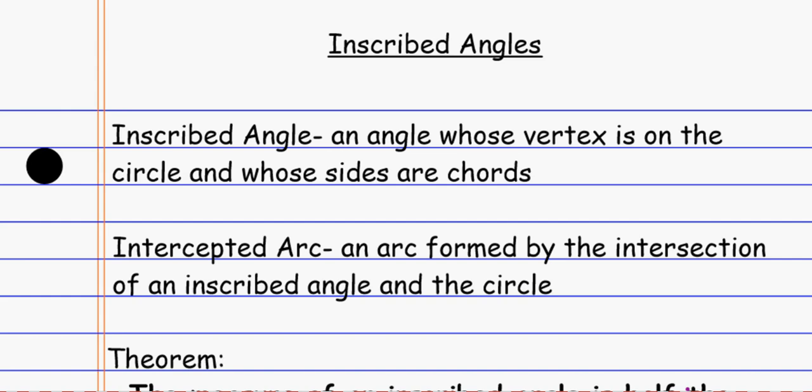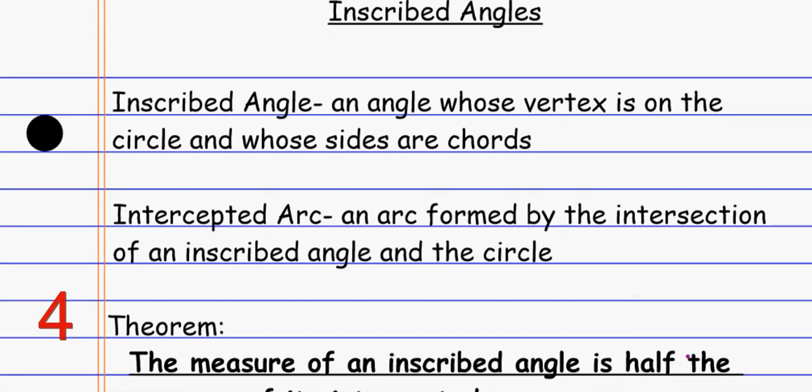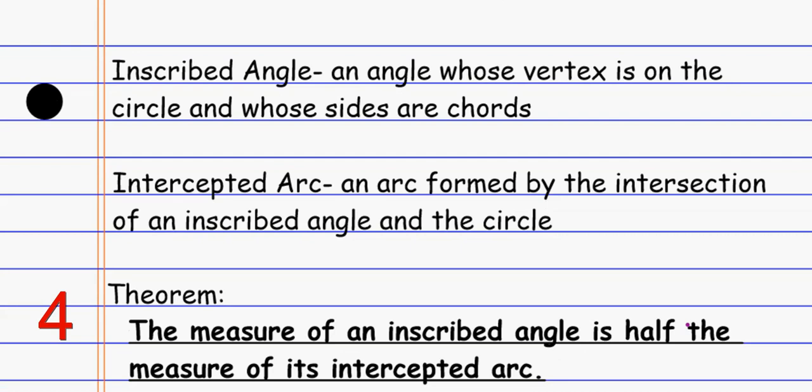The intercepted arc is the arc formed by the intersection of an inscribed angle and the circle. We've already talked about that from the perspective of a central angle. A central angle creates an arc when it hits the circle. Well, an inscribed angle does the same thing. So when we talk about that intercepted arc, it's where that angle hits the circle. It's the arc that's created from that angle.